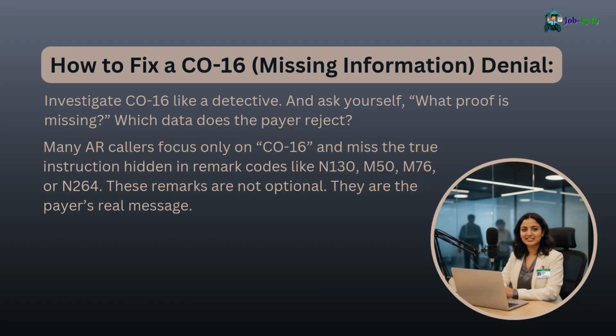The moment you see CO-16, never correct it blindly. Investigate it like a detective, and ask yourself, what proof is missing? Which data does the payer reject? Many AR callers focus only on CO-16 and miss the true instruction hidden in remark codes like N130, M50, M76, or N264. These remarks are not optional. They are the payer's real message. When callers do not decode them properly, they fix the wrong issue, resubmit the claim, and receive the same denial again. That repetition is exhausting. Always read these remark codes first.